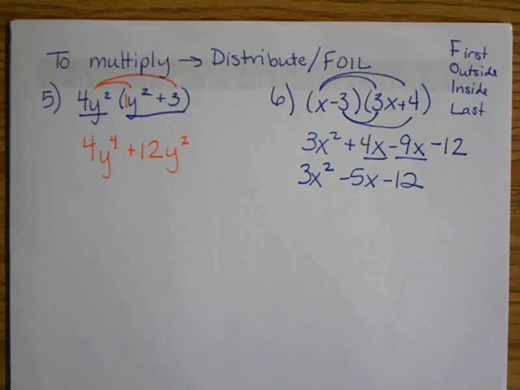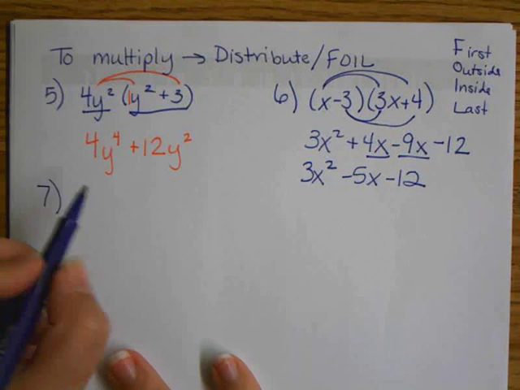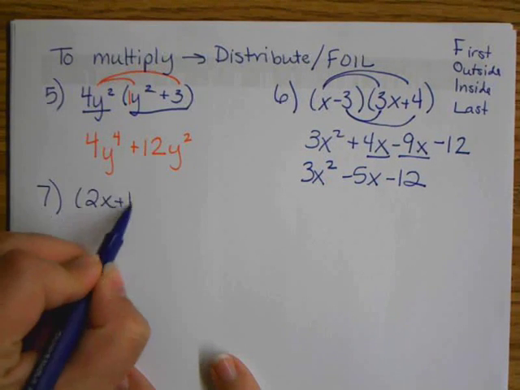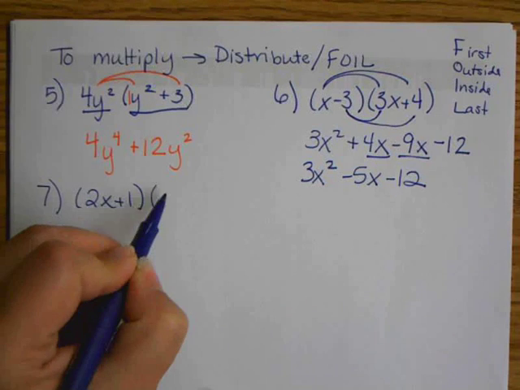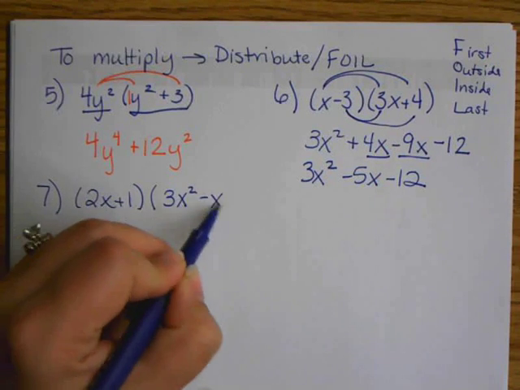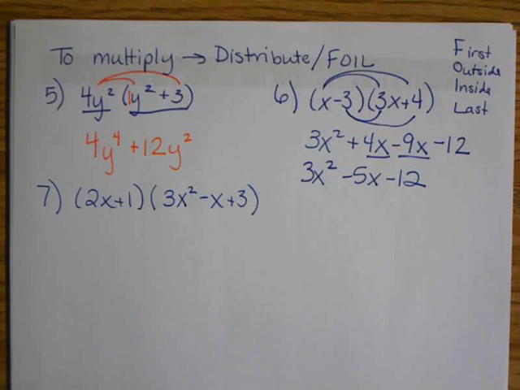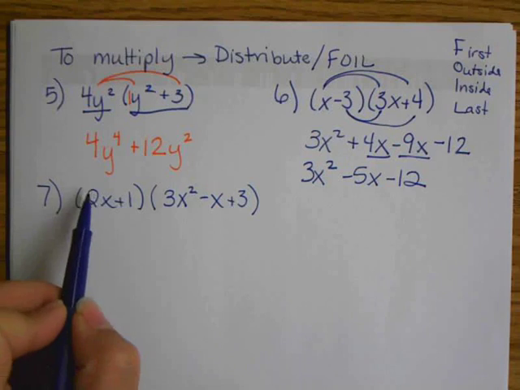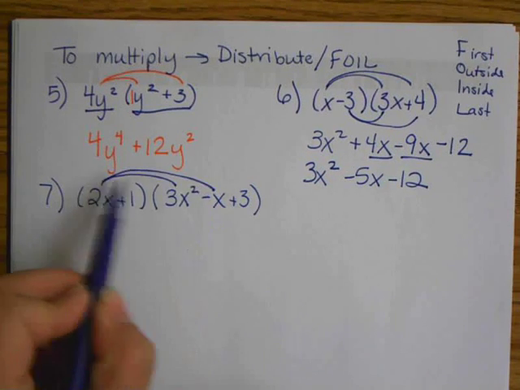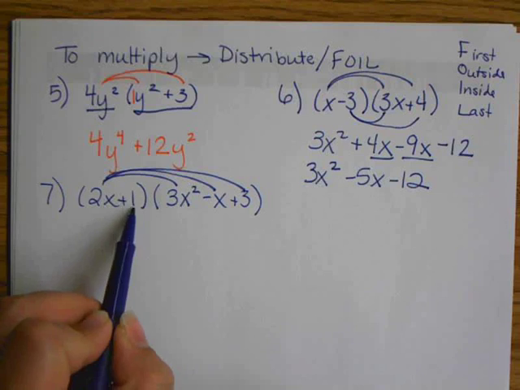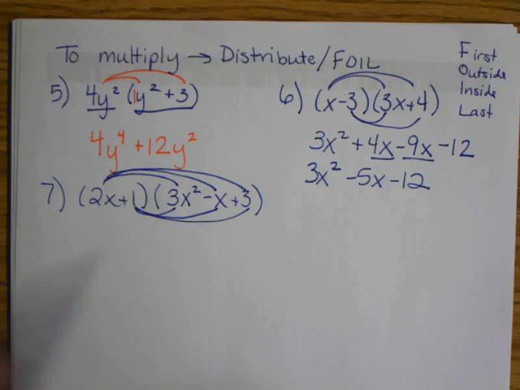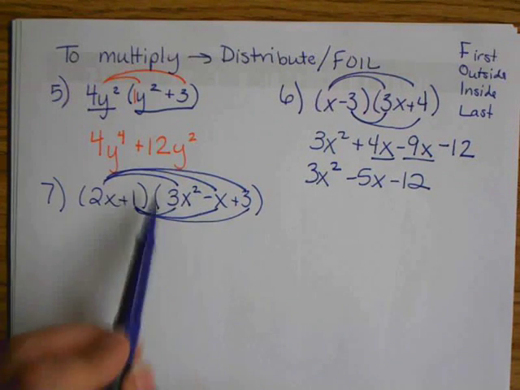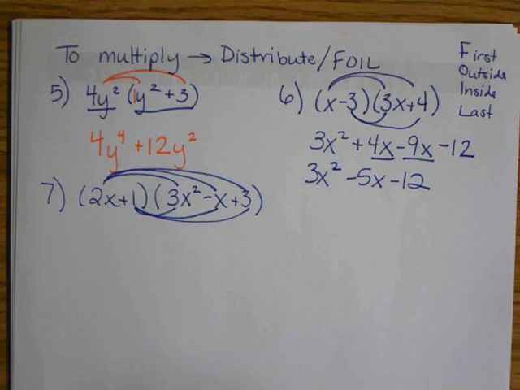Okay? So if you have a longer one, like a binomial, 2x plus 1, times a trinomial, then what you do is multiply the 2x times each term, and you'll multiply the plus 1 times each term. And that's really what you do anytime you're multiplying a binomial times anything larger, or even a trinomial times a trinomial.